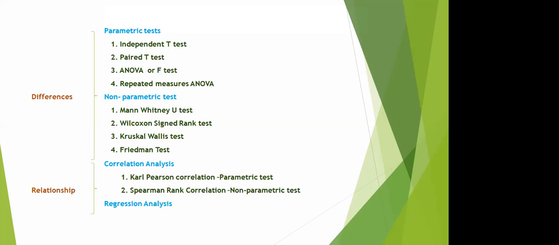Whether the association observed between these two variables is statistically significant or not, for that we need to use the chi-square test only. The other types of variable analysis methods, like the Mann-Whitney test and the Wilcoxon signed rank test, are also non-parametric tests, but we use them for continuous data.